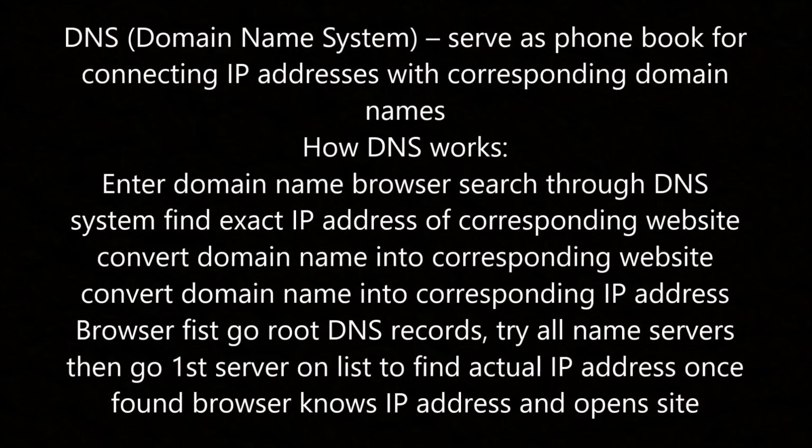DNS is the Domain Name System, and it serves as a phone book for connecting IP addresses with corresponding domain names. How DNS works: you enter the domain name in the browser, which searches through the DNS system to find the exact IP address of the corresponding website. It converts the domain name into the corresponding IP address. The browser first goes to the root DNS records to find the name servers, then goes to the first server on the list to find the actual IP address. Once it's found, the browser knows the IP address and opens the site.